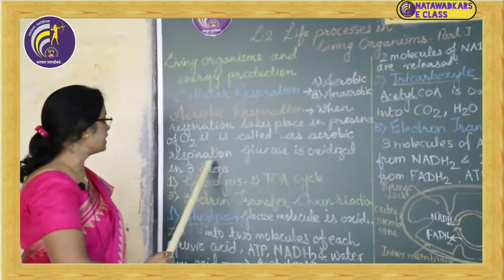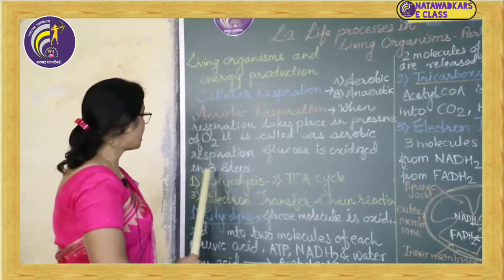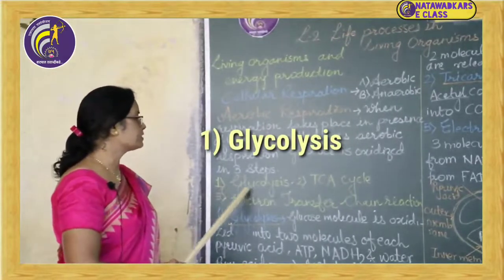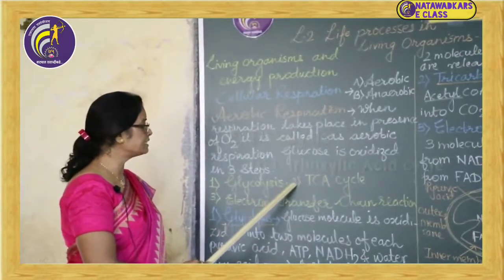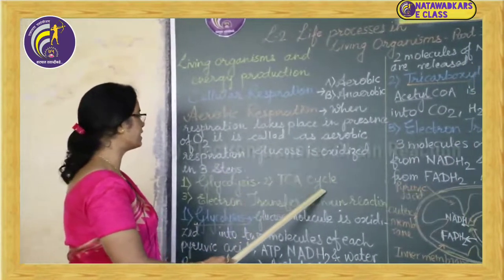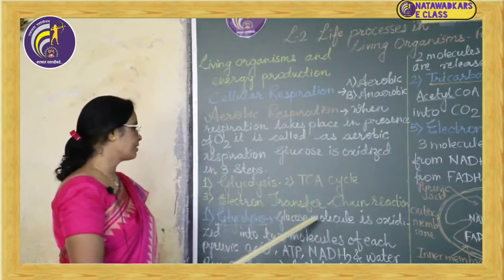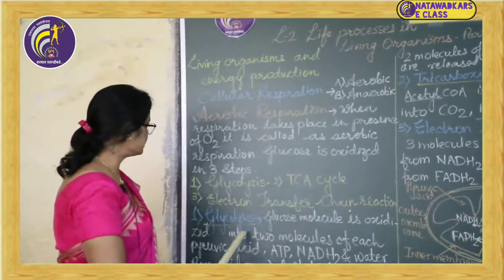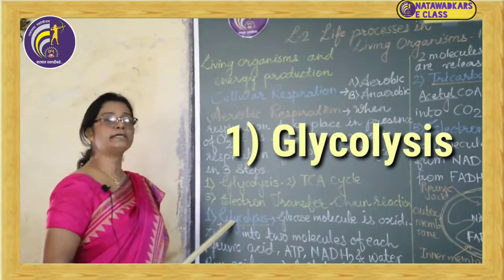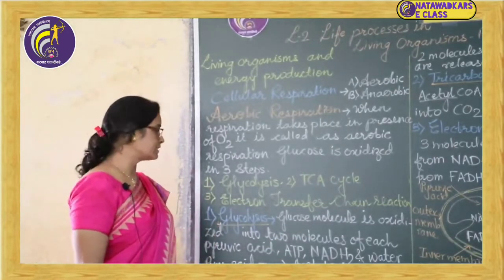So, we are going to study how this oxidation of glucose takes place. There are 3 steps of glucose oxidation. The first step is called glycolysis. The second step is called the TCA cycle, that is, the tricarboxylic acid cycle. The third one is the electron transport chain reaction. Students, we will study all these 3 steps one by one. The first one is glycolysis. What is meant by glycolysis? In board exams, a question is asked on this glycolysis.